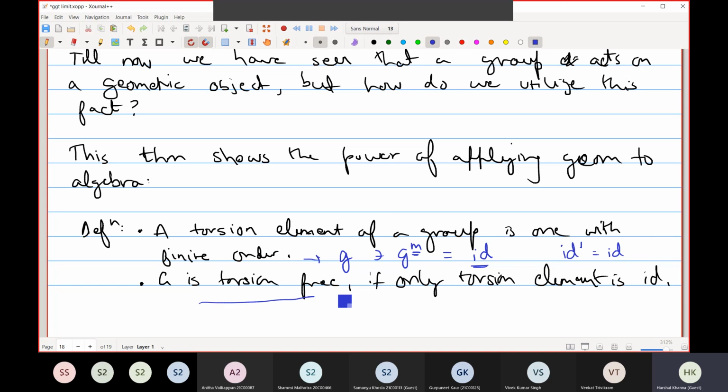So G is torsion free if and only if, no, sorry, not if and only if. Oh, yeah, that's the definition. I mean, if and only if would work. So G is torsion free if the only torsion element is the identity element. We want that no other group element should have a finite order.